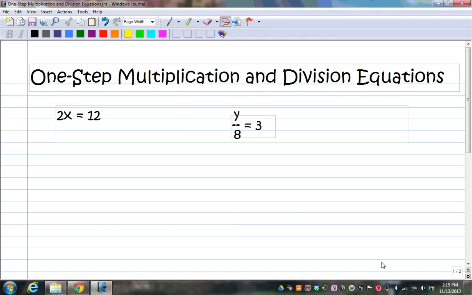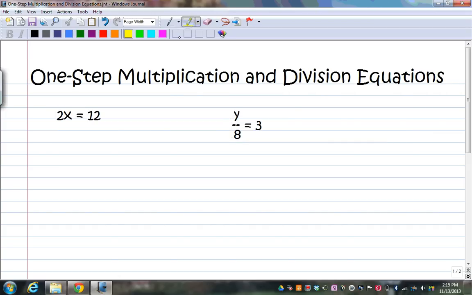One-step multiplication and division equations. All right. First of all, you have to know what multiplication division looks like in an equation. Anytime we have a number next to a variable, that means multiplication. So in this first one, this means 2 times x. So 2 times some number equals 12. Well, hopefully you know that it's 6.